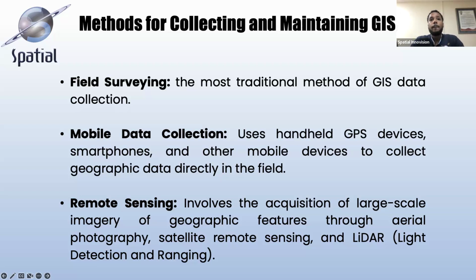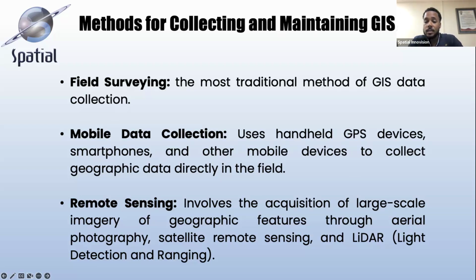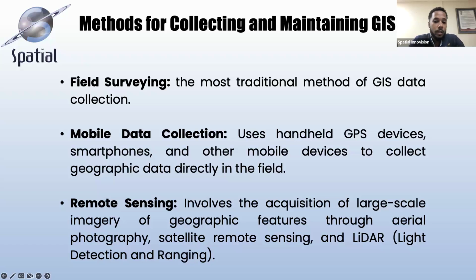This method is ideal for applications that require accurate measurements, such as pipeline inspections, infrastructure surveys, or even construction projects. Next is mobile data collection, where you can use your handheld GPS devices, your smartphone, which most of us have, and other mobile devices to collect that same geographic data directly in the field. This method is generally a convenient and efficient way to collect points, lines, polygons, and associated attributes. It is particularly useful for distributed data collection tasks, such as your forestry patrols, your utility inspections, and even environmental monitoring.